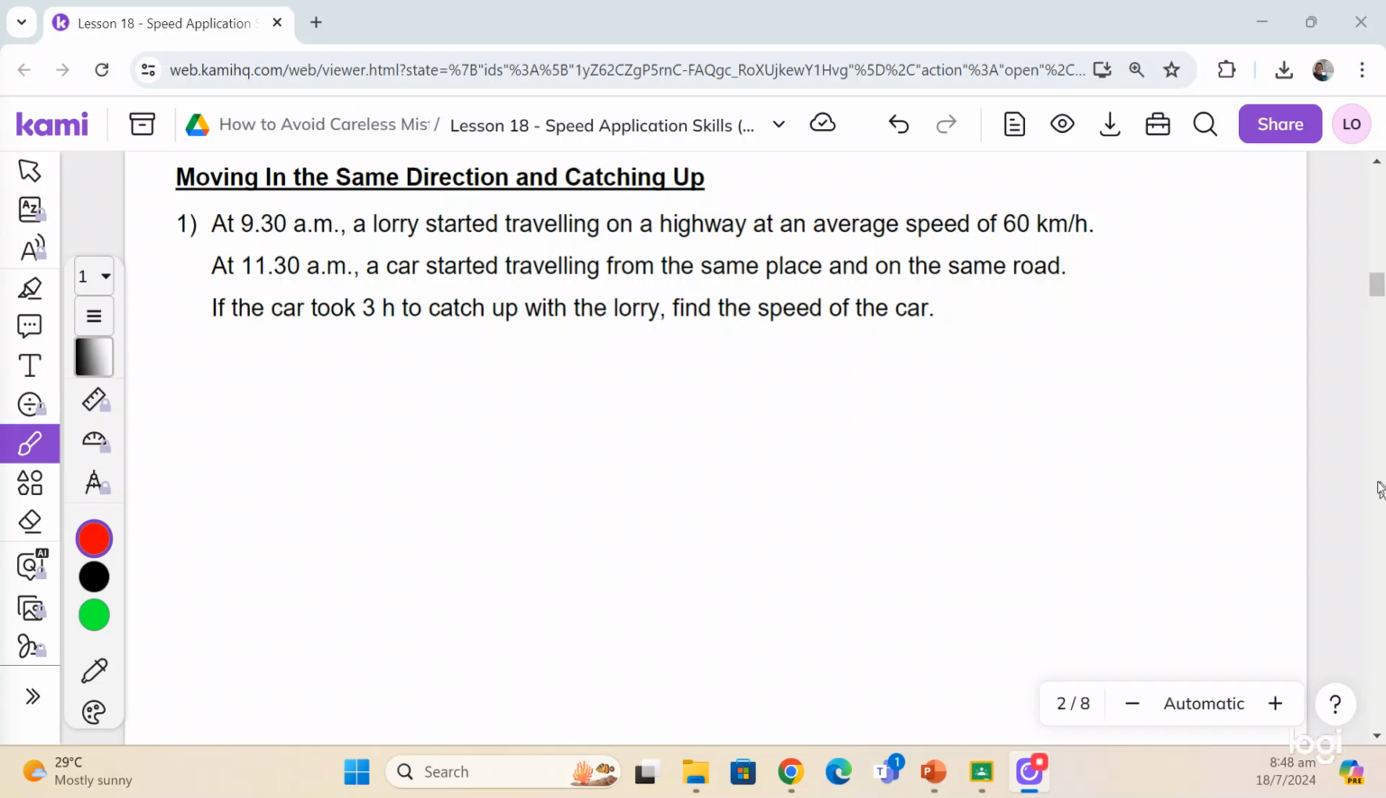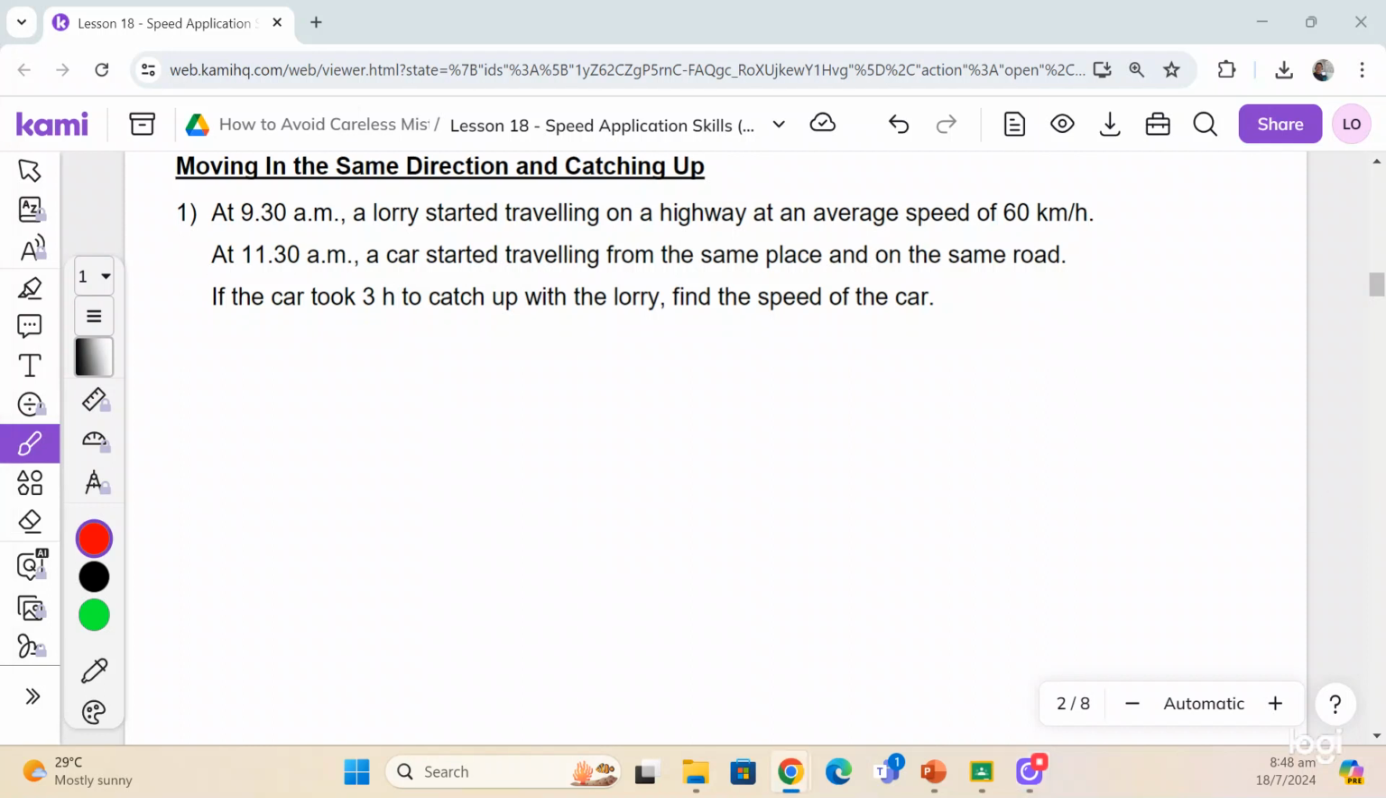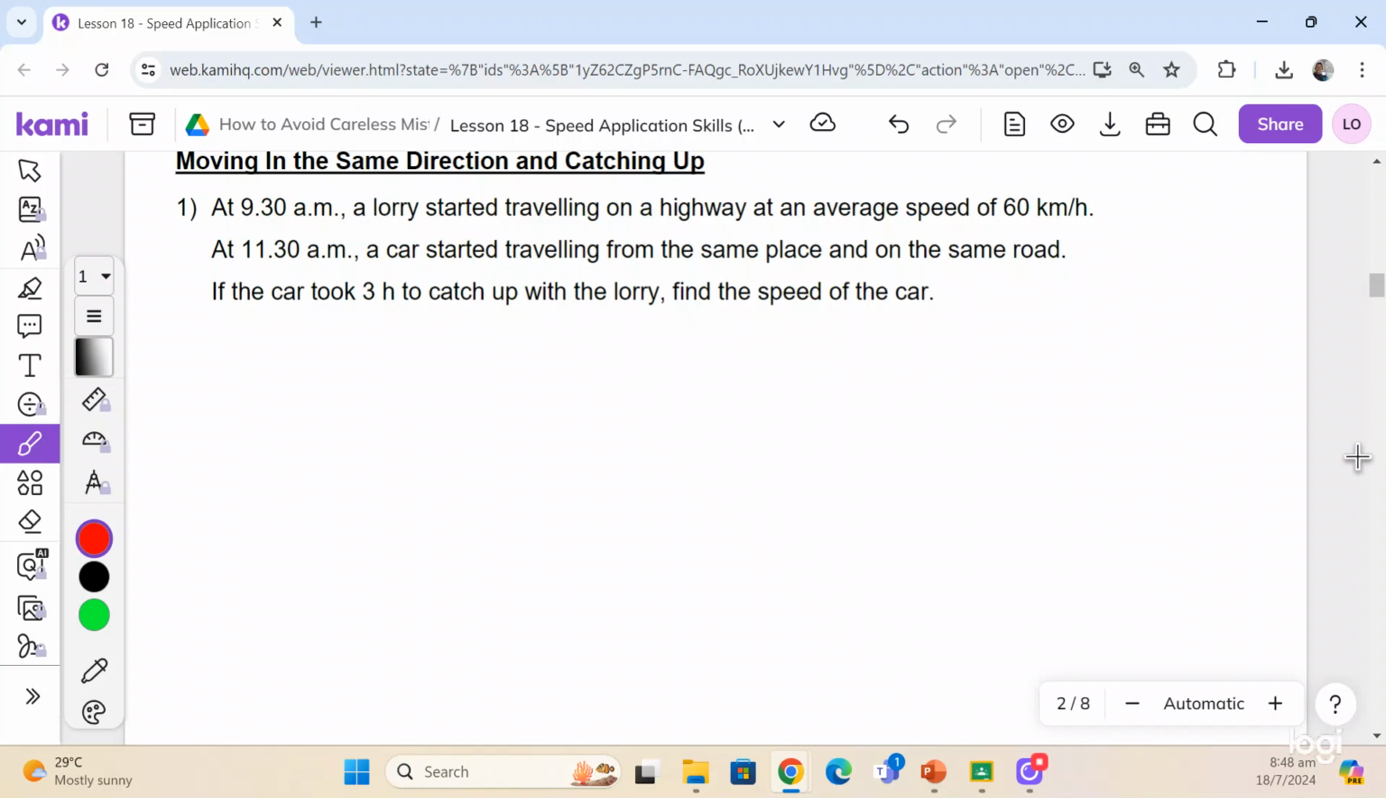Okay, hi, welcome back to Maths Learning Groups, and today we are going to continue to talk about speed problems and how do we draw the speed model. So let's look at this question, and we're going to draw out the problem sentence by sentence.